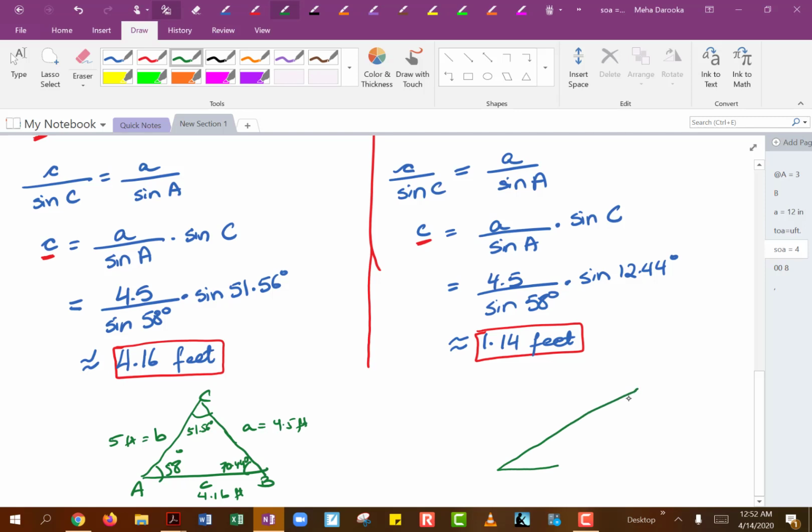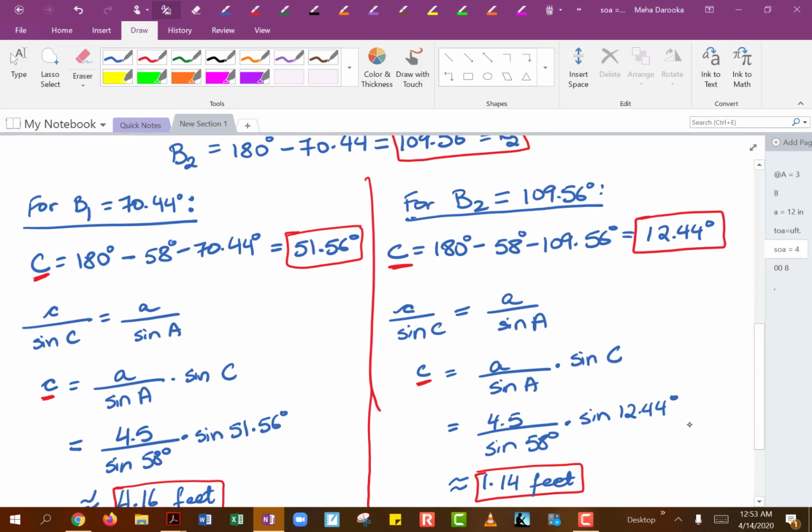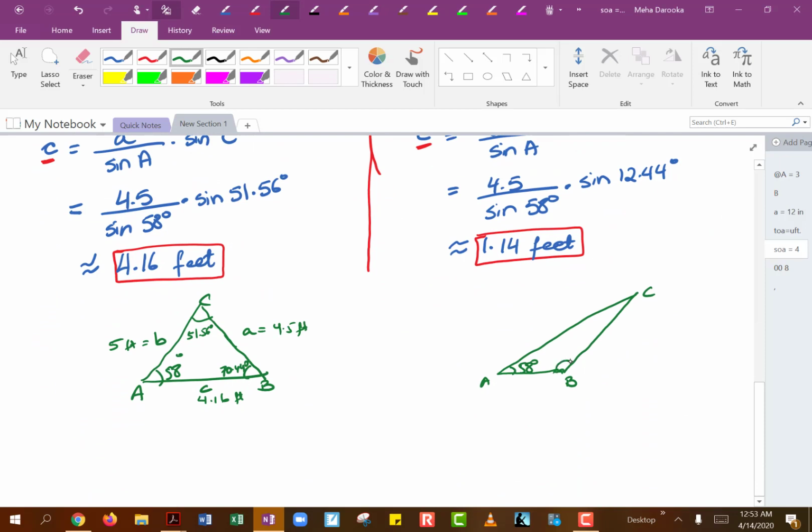we had, again, this is a very rough graph here, folks. So let's see, this guy is still 58 degrees, but then our angle B2 was 109.56, and angle C, of course, just came out to be 12.44 degrees, and then side A was 4.5 feet, side B was 5 feet, but then side C just came out to be 1.14 feet, right?